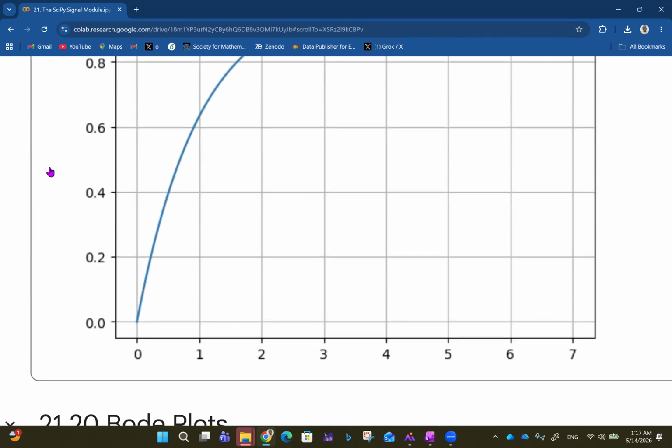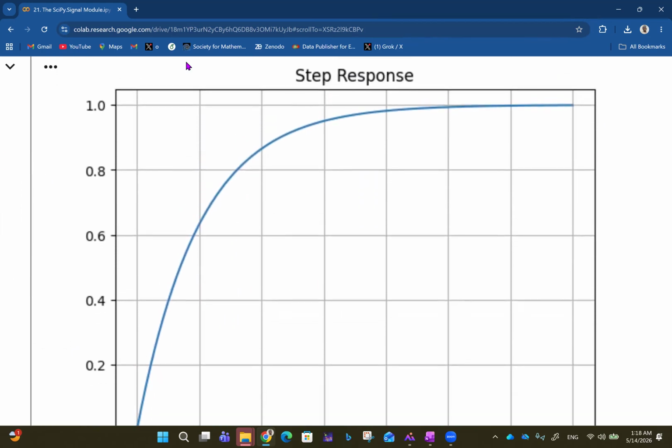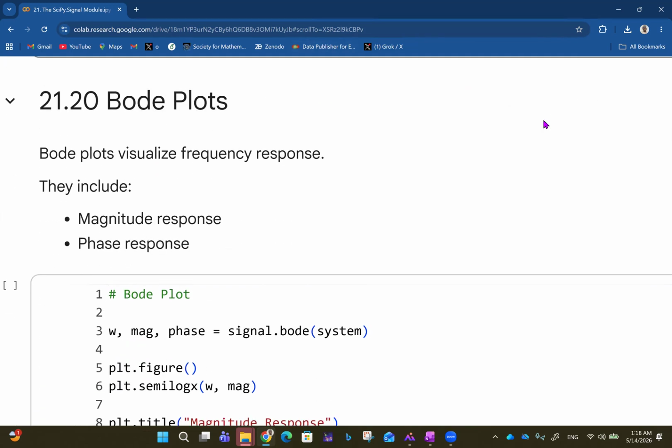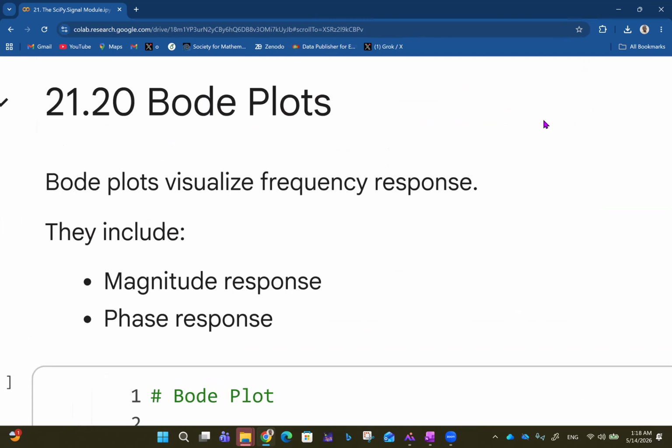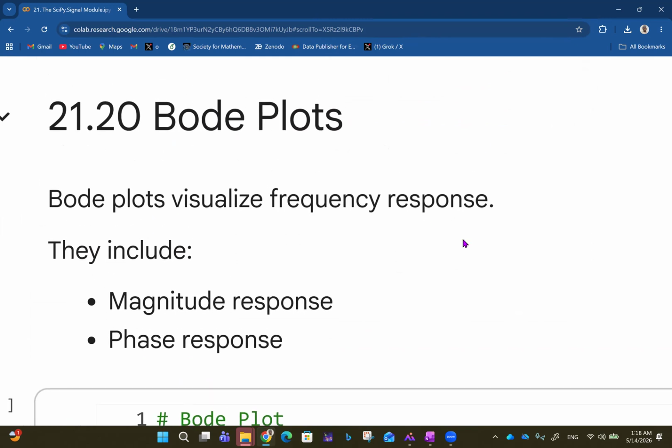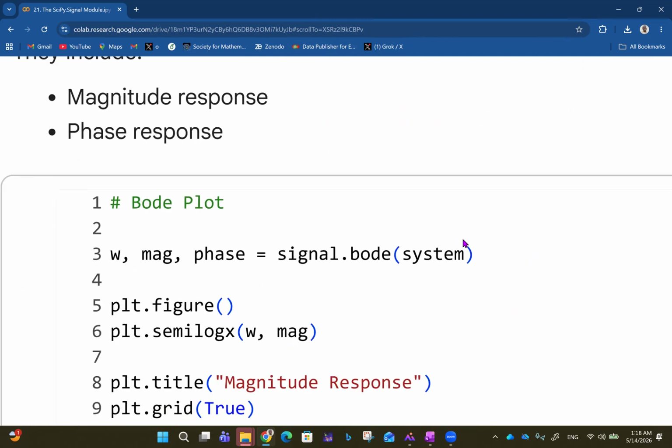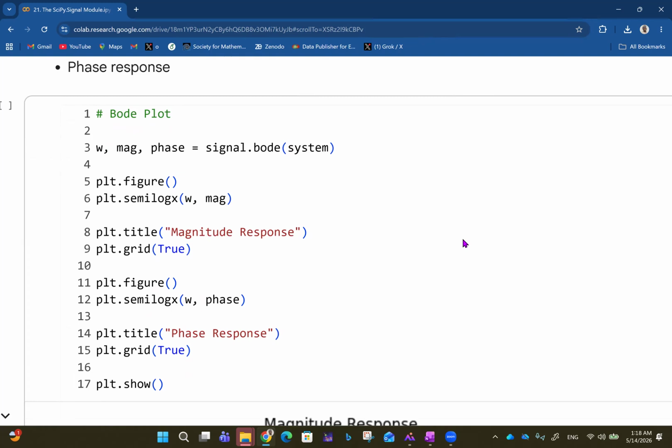So you have the step response this way. It reaches some kind of saturation. Then you have Bode plots. Bode plots visualize frequency response. They include magnitude response and phase response. So phase response is the angular response, like that.